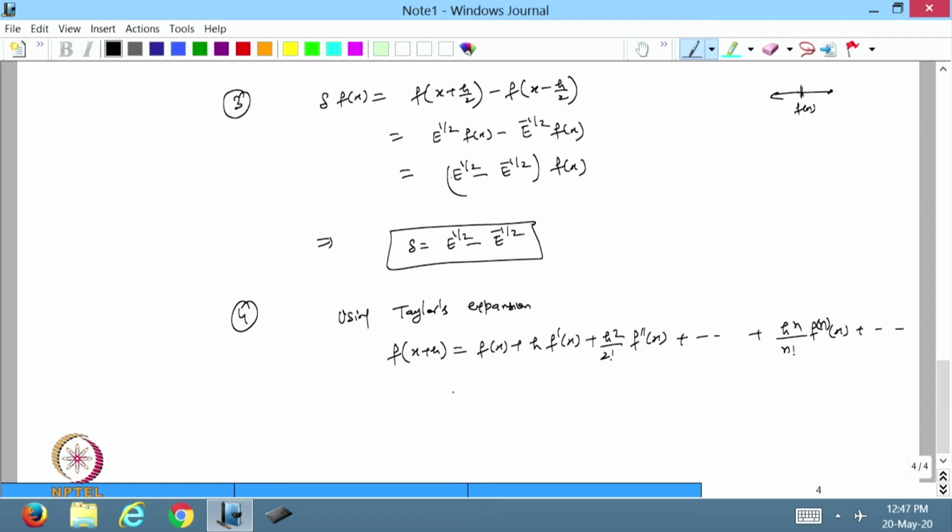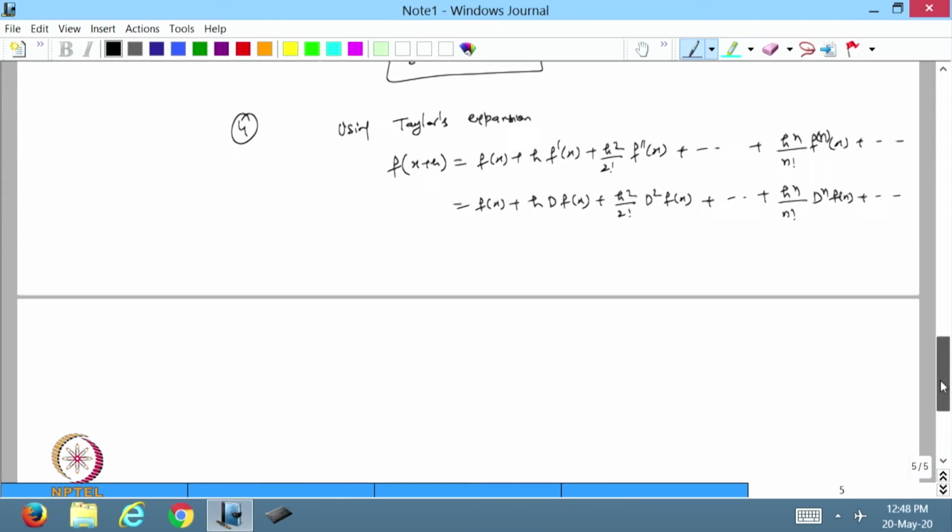From here I can write this as E of f(x), and this can be written with D of f(x), because in this case the function I am considering is well defined and differentiable. It is infinitely differentiable, because I am able to take the derivatives. So I can apply the differential operator here. Then I can write h square by 2 factorial D square f(x), and this can be h to the n by n factorial D to the n of f(x), and so on.